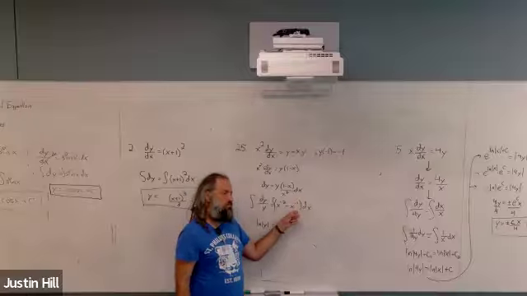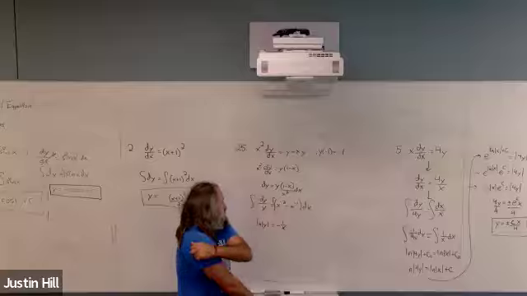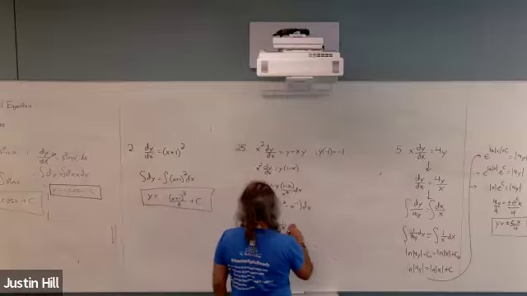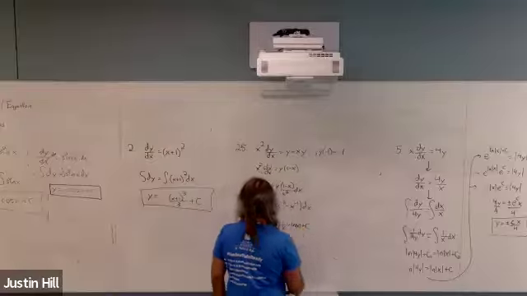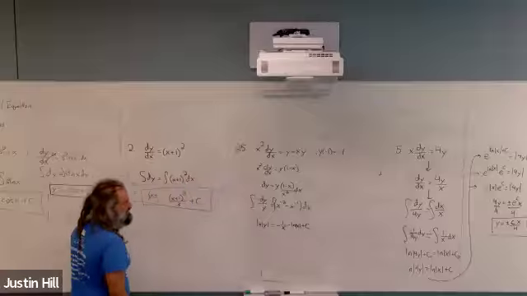Now x to the negative 1, if you bump the power up 1, that's a 0. So again, remember 1 over x, when you integrate it, you get natural log. So this is going to be minus the natural log of x plus c, the natural log of the absolute value of x.